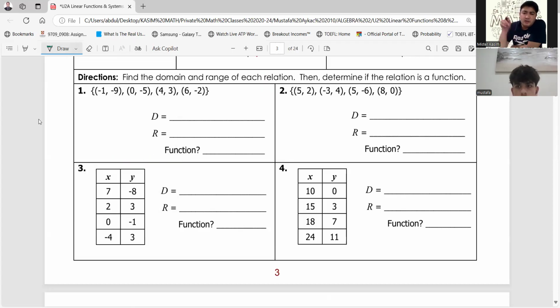Otherwise, every time you have a question mark: what is it? What was that? You try to remember. Okay, directions: find the domain and range of each relation. Then determine if the relation is a function or not. Okay, what is the domain of this function? I'm a relation, I don't know yet. Is it a function or not?